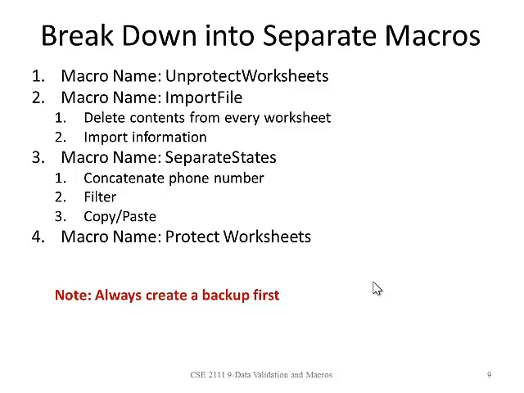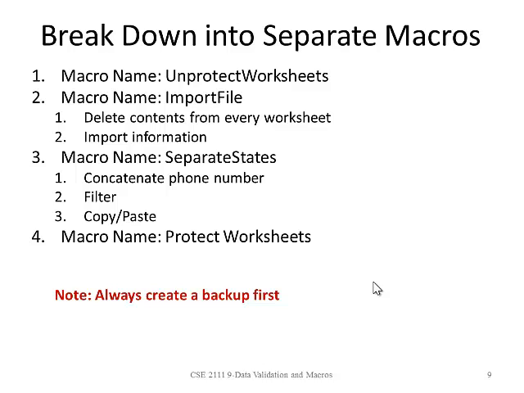We'll have another macro named SeparateStates. The first thing it's going to do is concatenate the phone number, because the phone number is all together as one value and it's difficult to read. So your customer service reps have asked for you to split that up. So we'll do that with the concatenate function. Then we're going to filter the information so we can filter it by state, and then we will copy and paste it into each spreadsheet. And then again, we talked about the final macro called protect sheets, because after we do all of these macros, then we want to protect our sheets again so no one can make changes to any information.